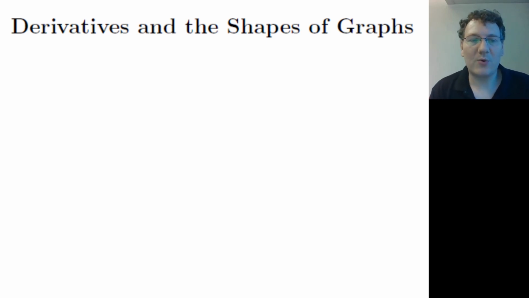Okay, so now we're going to look at the relationship between the derivative of a function and the shape of its graph and how those are related. So we're going to be looking at the first derivatives and second derivatives and understanding the implications as far as the appearance of the curve and the values of these derivatives.